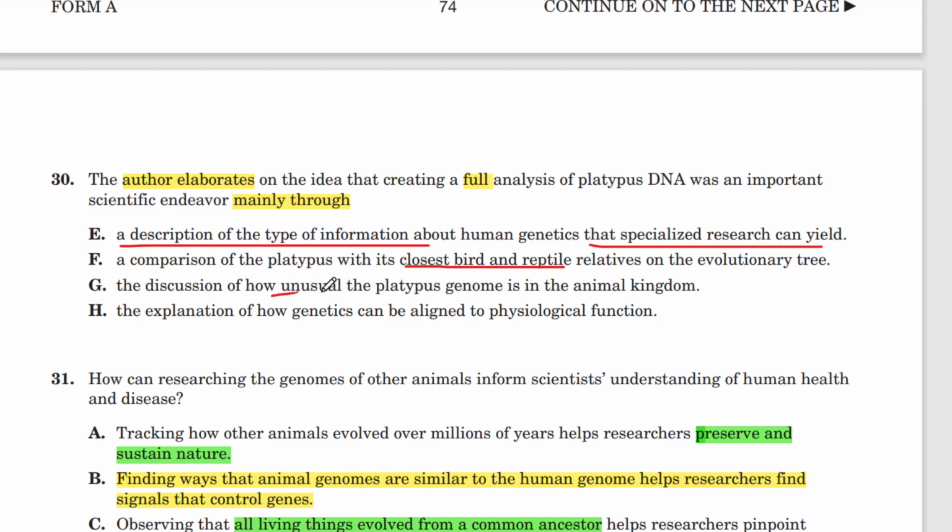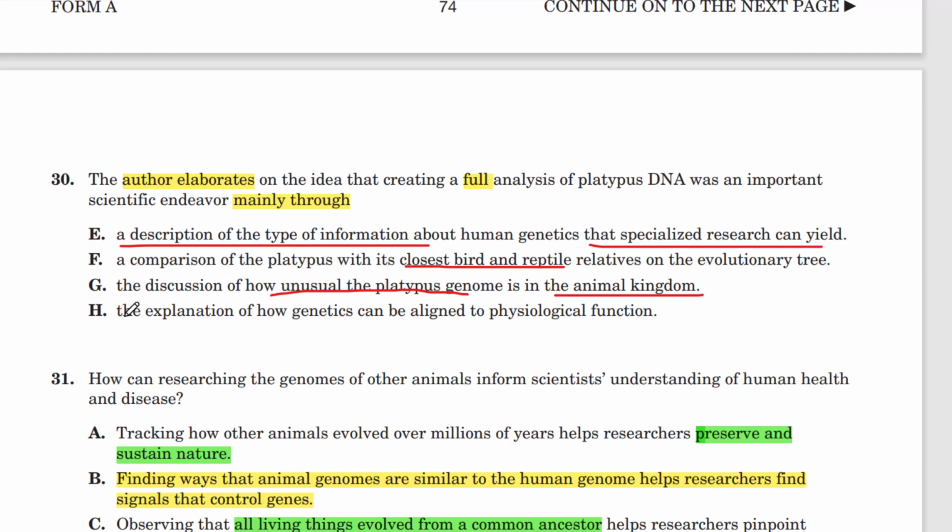G, the discussion of how unusual the platypus genome is in the animal kingdom. Well, unusual, the genome. It is unusual if we interpret that to mean it has 3 different types of genomes in there, and that's in general compared to other animals. That was an important idea the author used. It didn't seem to be how exactly he indicated the importance of the genome, but it was definitely a common theme throughout the passage, that 3 types of DNA make up the platypus, which is why it's unique and of interest to scientists. So is this what the answer is really reflecting, how unusual the platypus genome is?